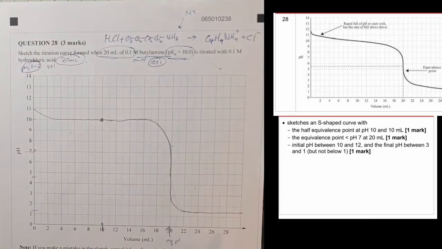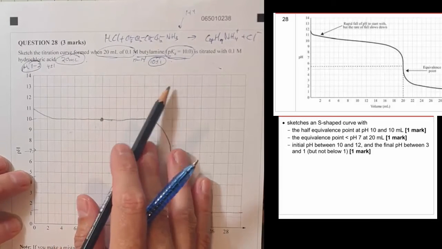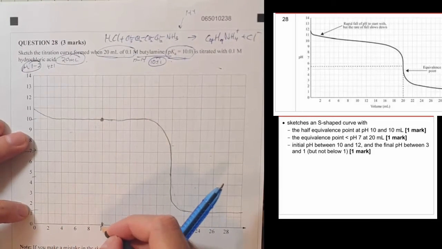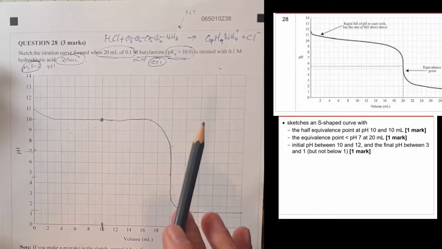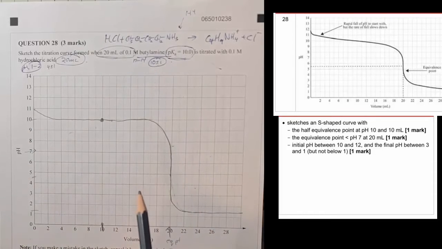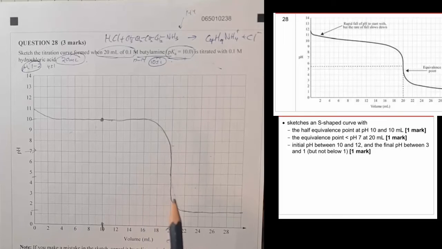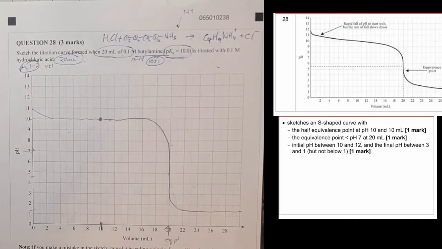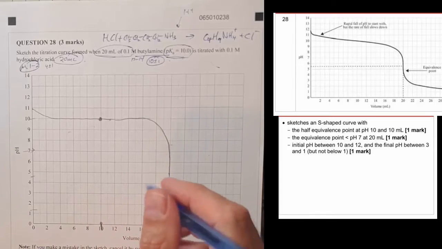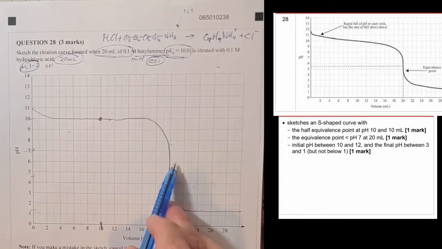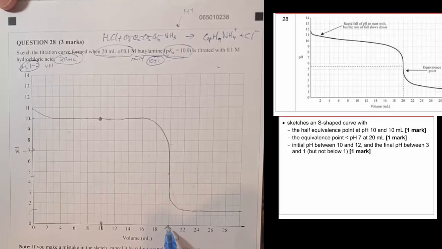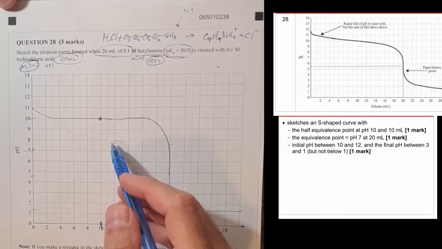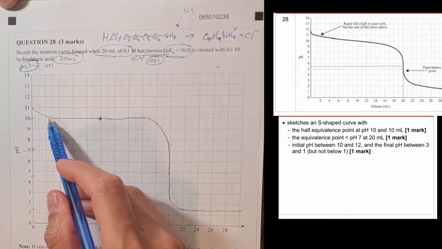So: sketch a titration curve. We've got a 10 here, and a 10 here. That's it. It doesn't need to be labelled or annotated, which is really bizarre. So technically that's all you have to do. If you go to the mark scheme, it didn't even ask to annotate anything. It's an S curve, yeah. Half equivalence point at pH at 10 mL. There's 20 mL there, 20 mL there. If you go up to 10, it is at pH 10, so there's a mark there.